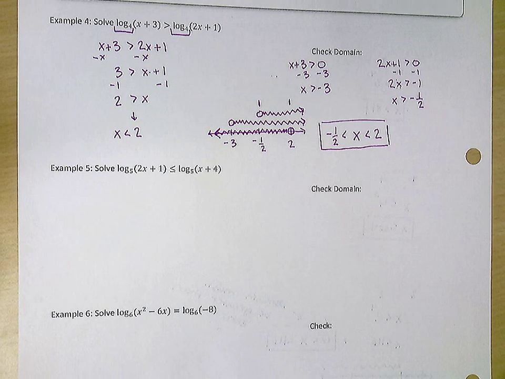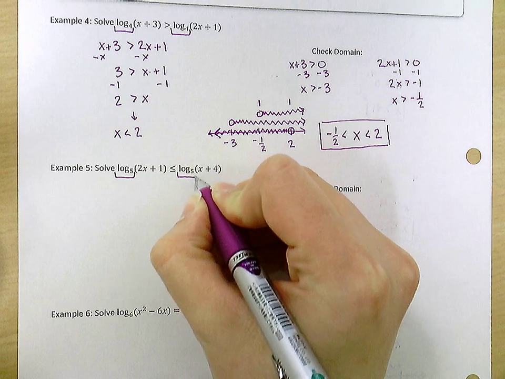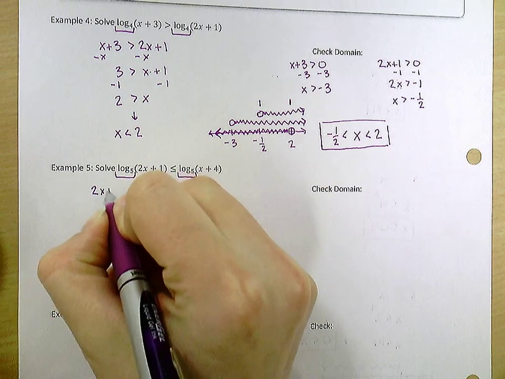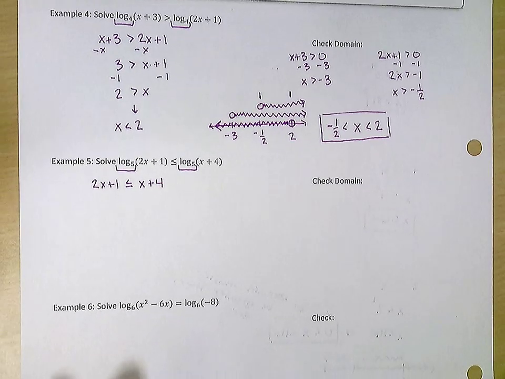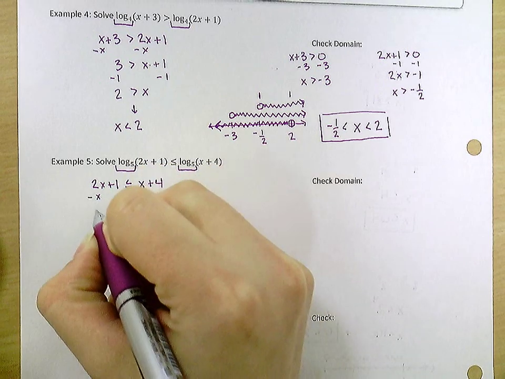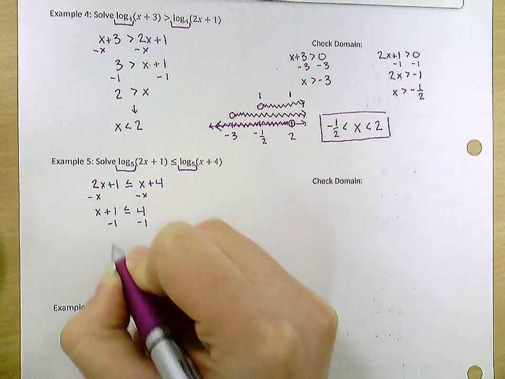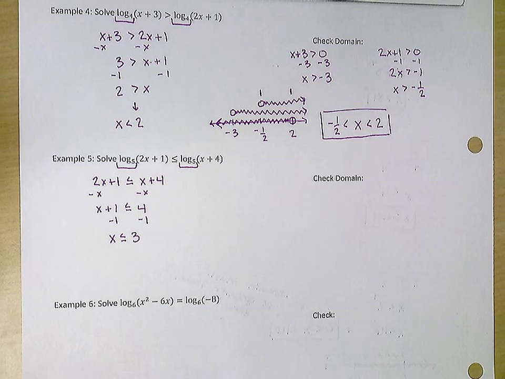All right, then going through number 5, we're going to do the same process. Since both of these are log base 5, we can cancel those out. So we end up with 2x plus 1 is less than or equal to x plus 4. From here we just continue solving for x, so subtract x from both sides. So I have x plus 1 is less than or equal to 4. Subtract 1. So here I'll have x is less than or equal to 3.